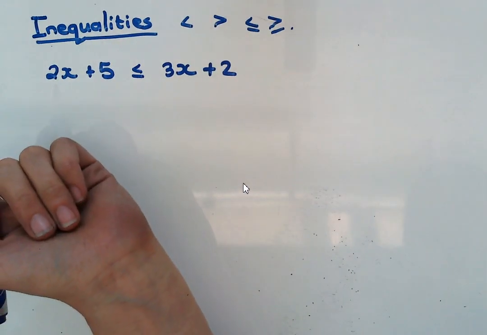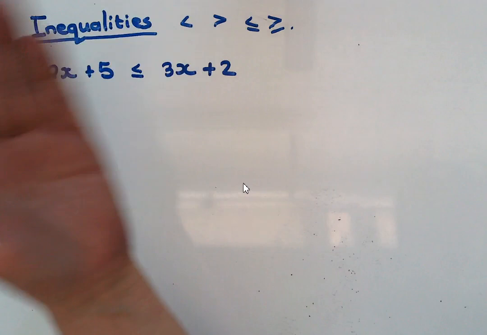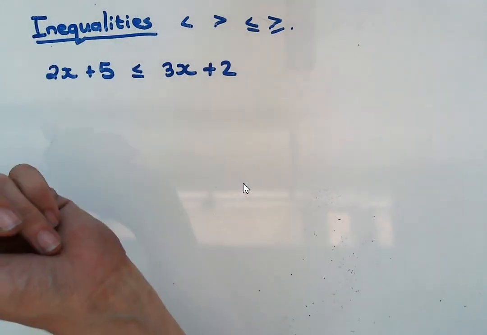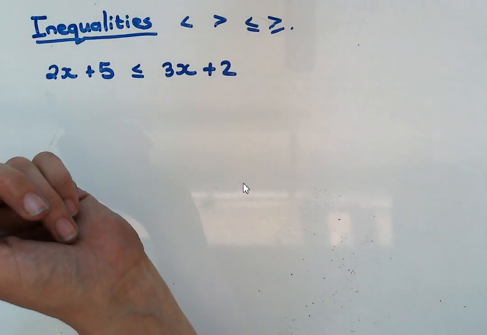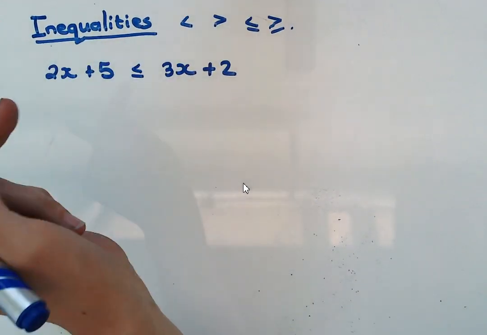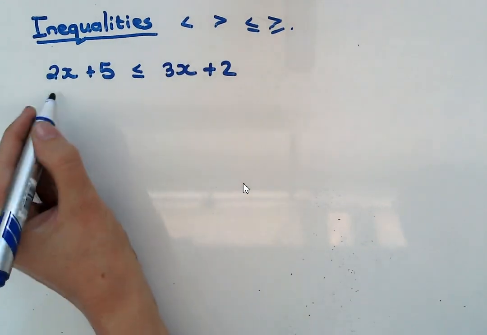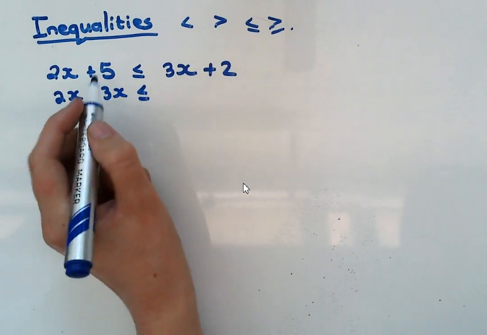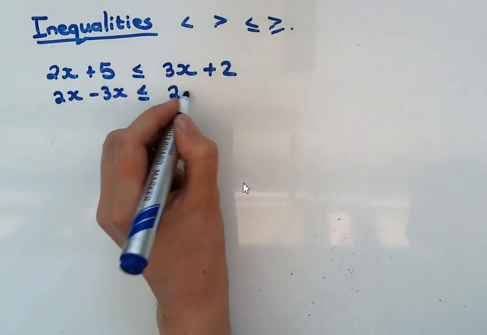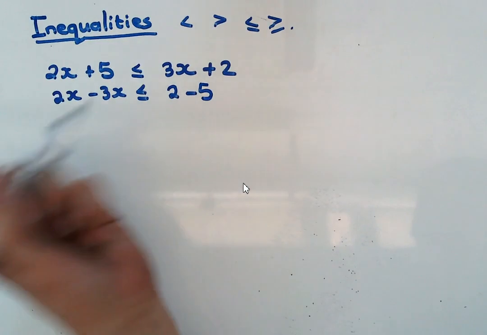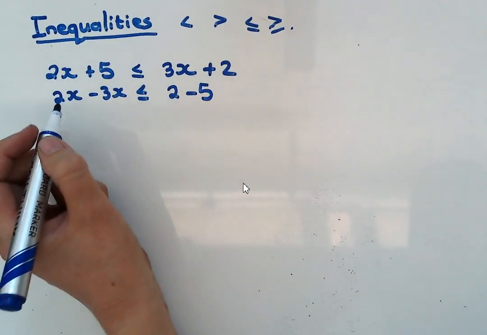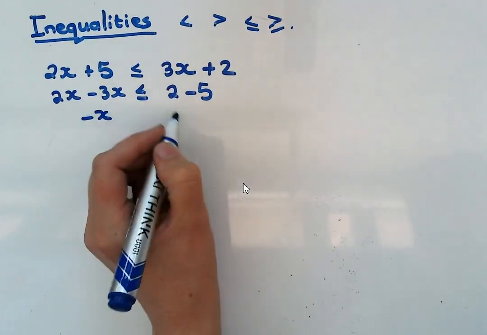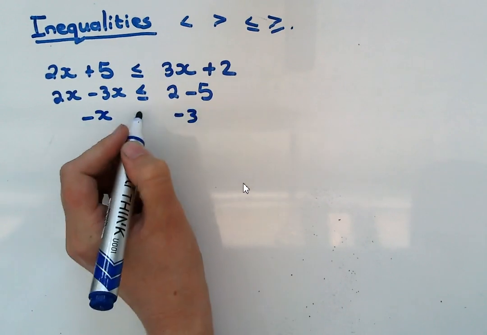Two things you need to know about inequalities: you treat them the same as an equation. So when there's an equal and when there's an inequality, not much difference. You're going to do the same thing. Like this is, for example, linear, so I'm going to group all of the x terms on one side of the inequality sign, and I'm going to group all of the numbers on the other side of the inequality sign, and then add the like terms. So I'm going to basically do the same. 2x minus 3x is minus x, and 2 minus 5 is minus 3.